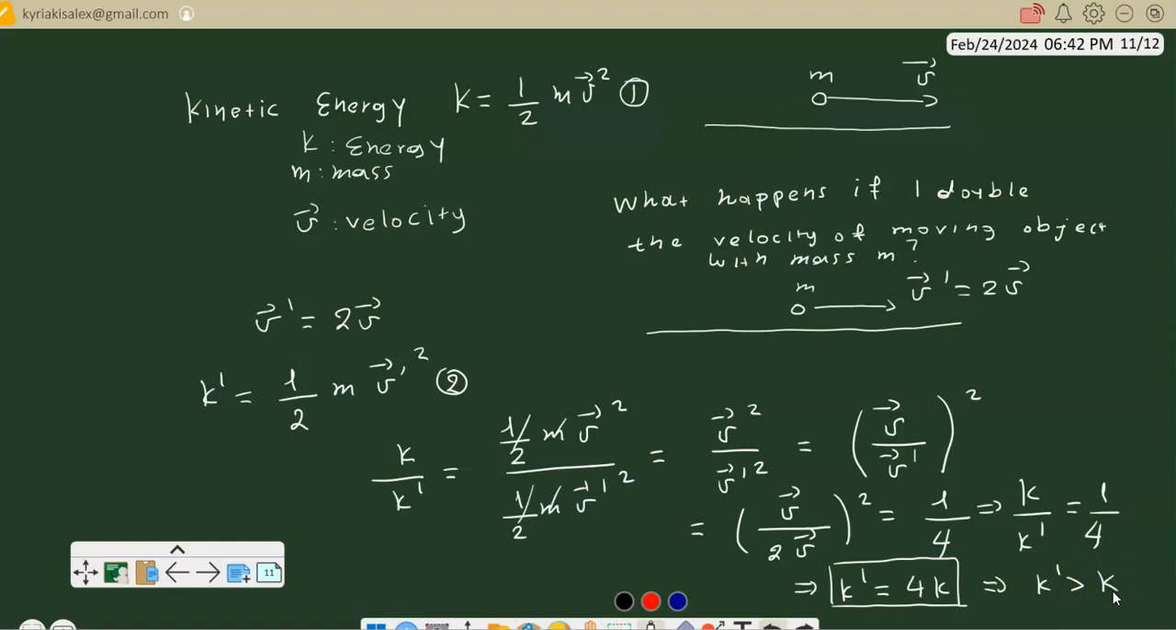Imagine that you have a vehicle, a car, with mass m. You have a certain velocity moving the car towards one direction. Then you double the velocity, you increase the velocity in such a way that it is double the previous velocity that you had. And what you see is that you take the ratio of the two kinetic energies, and you see that the more velocity you have in your moving object, the greater the kinetic energy will be.